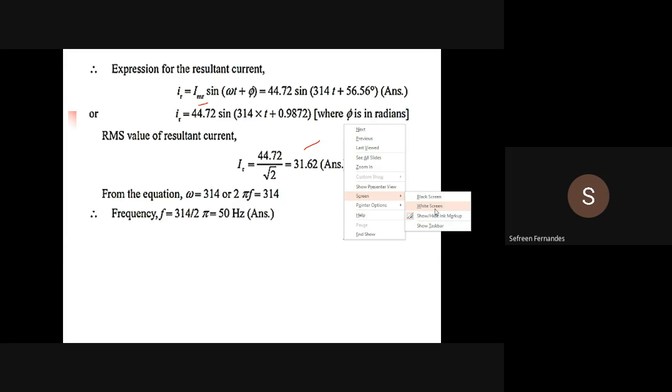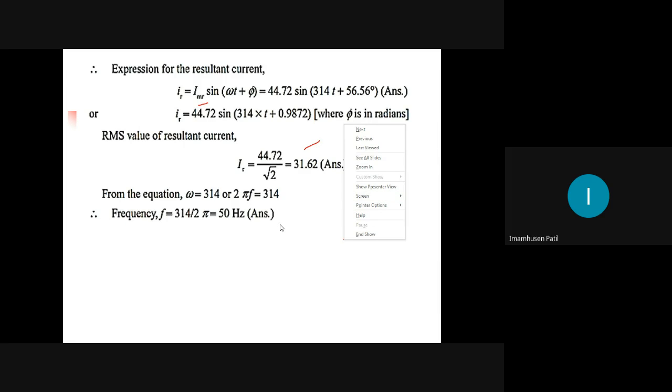So is the frequency 50 hertz? Yeah, frequency is 50 hertz.